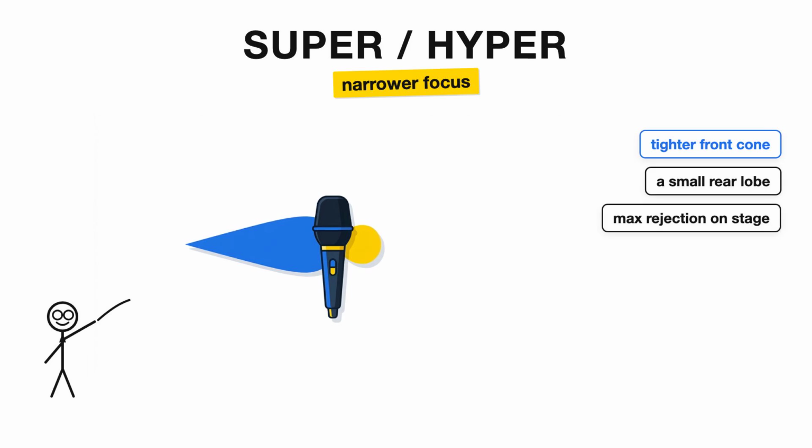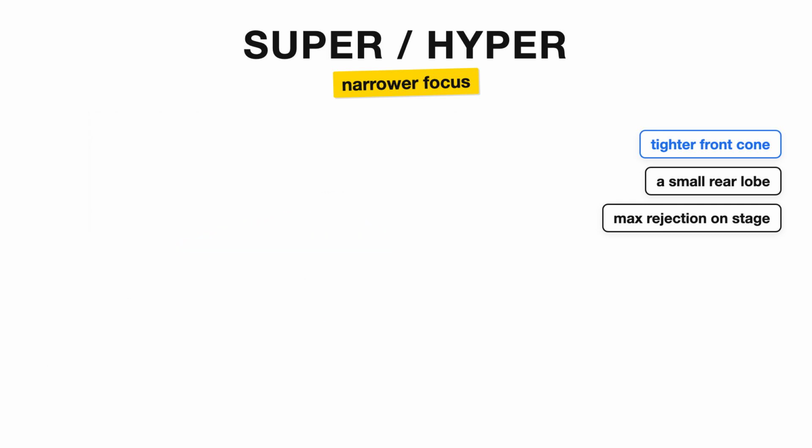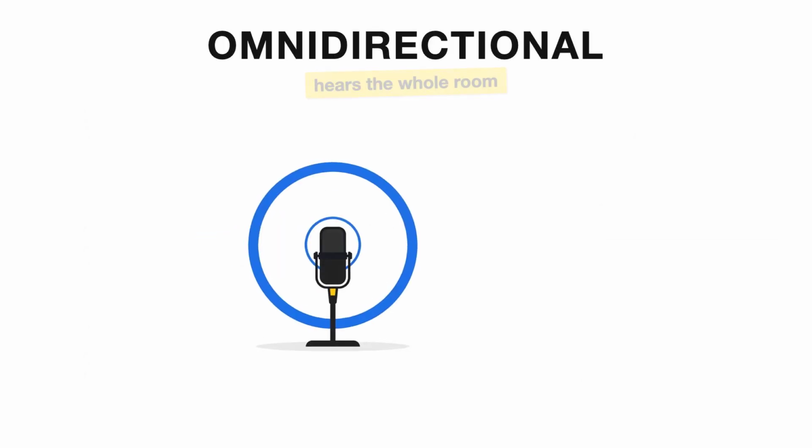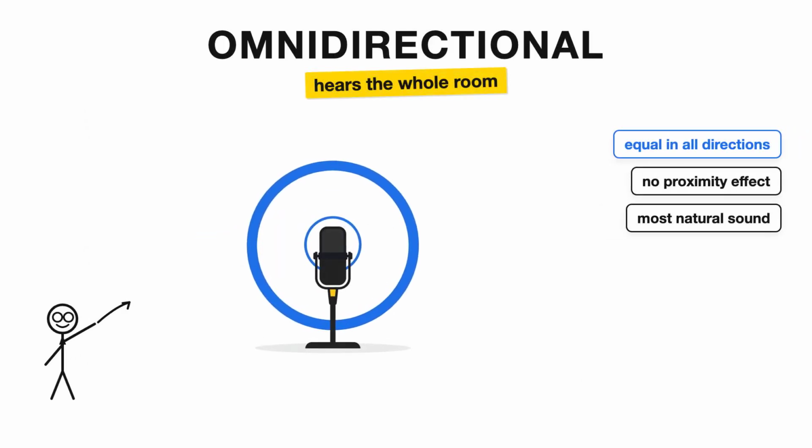Supercardioid and hypercardioid are tighter, more focused versions of cardioid. They capture a narrower cone of sound in front. The trade-off: a small rear lobe appears, a spot directly behind the mic that it still picks up. Useful on loud stages where you need maximum rejection of monitor speakers, or in any environment with a lot of competing noise. Omnidirectional means equal sensitivity in all directions.